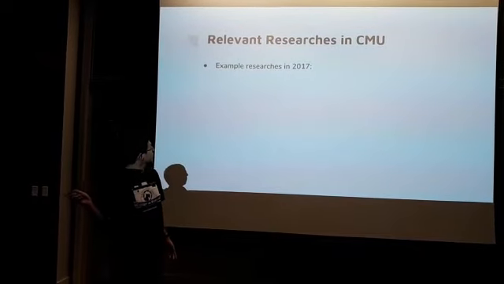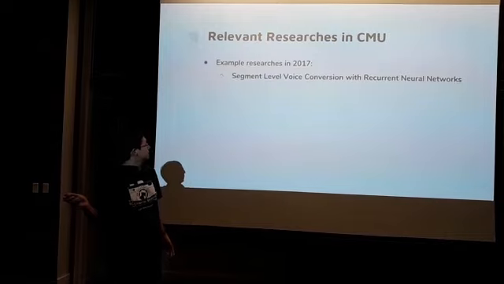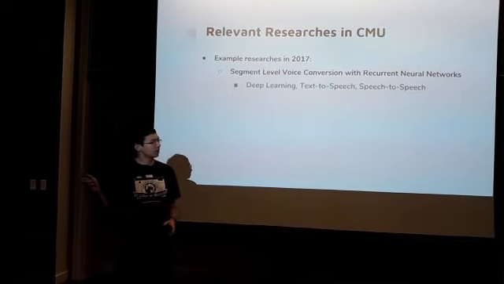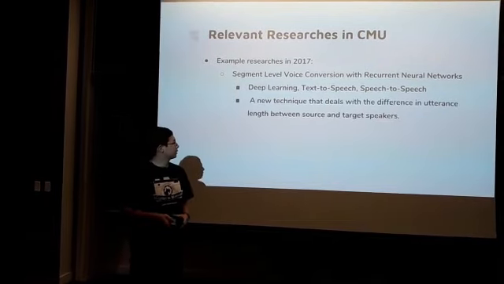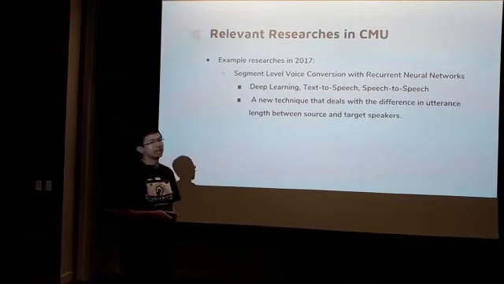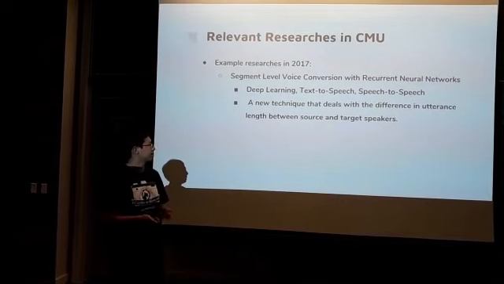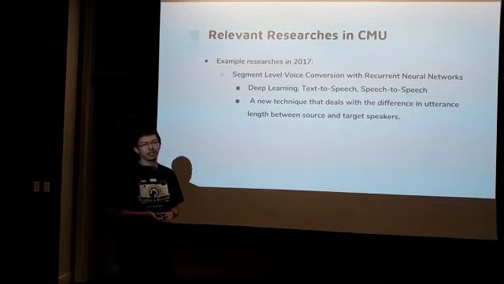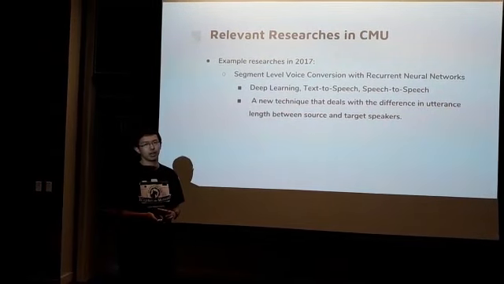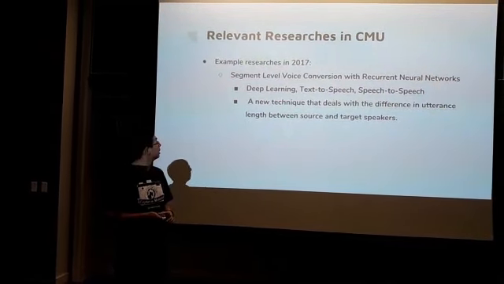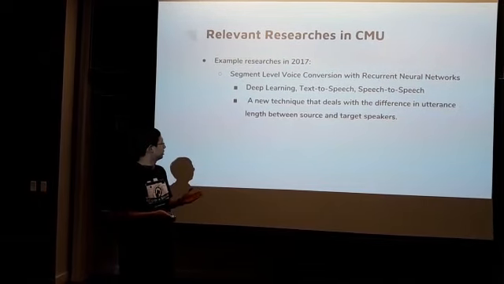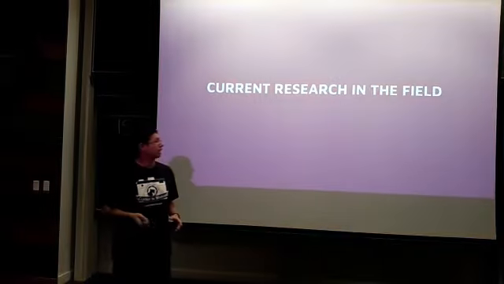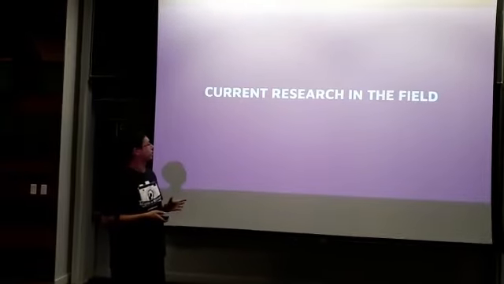The second example research is segment level voice conversion with recurrent neural networks. In this case, we're dealing with the difficulty that the source and target speakers speak at different rates, and they have different utterance lengths. This can be a huge problem in terms of speech conversion. So this project proposes new techniques in dealing with that problem. Okay, so now we're going to take a deeper look at the current research in the field.